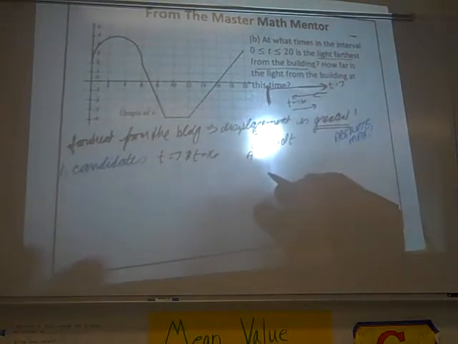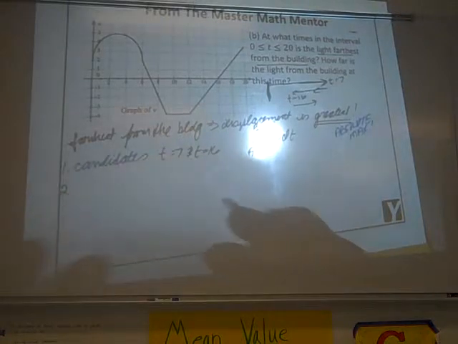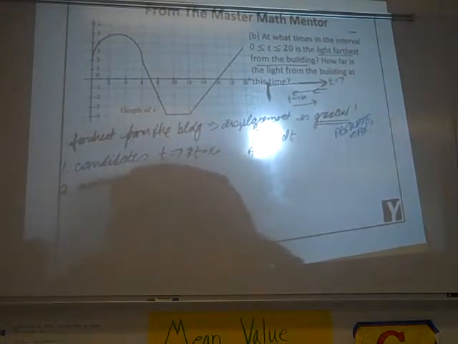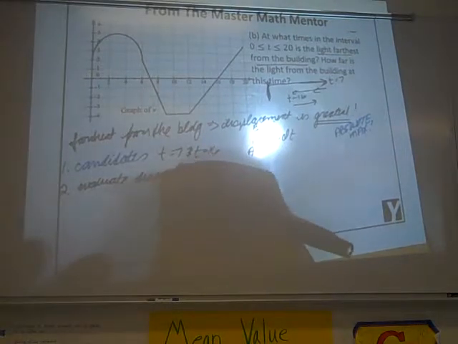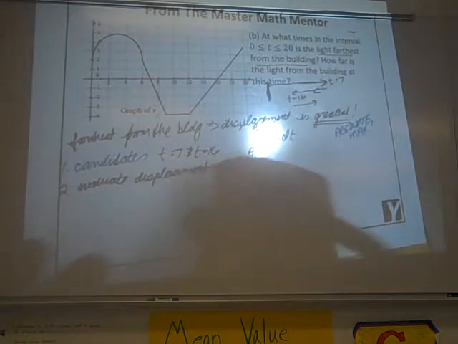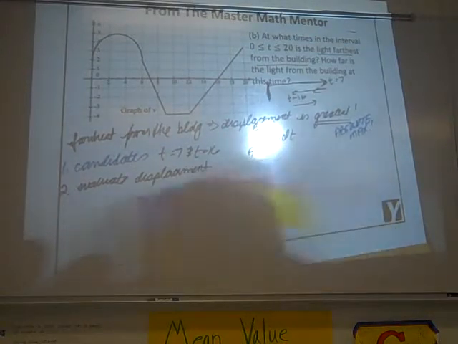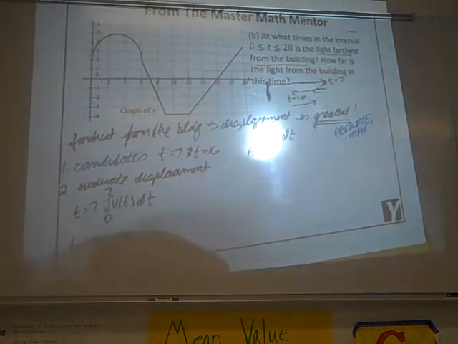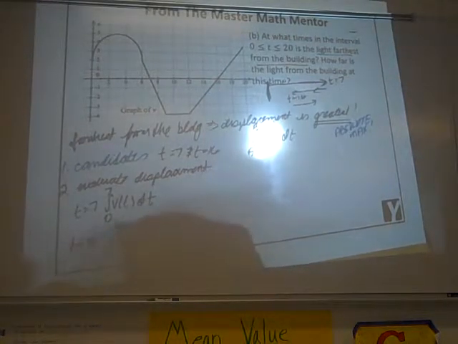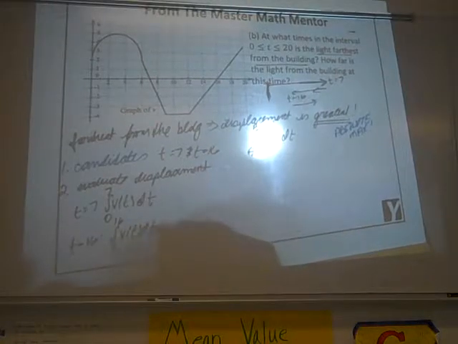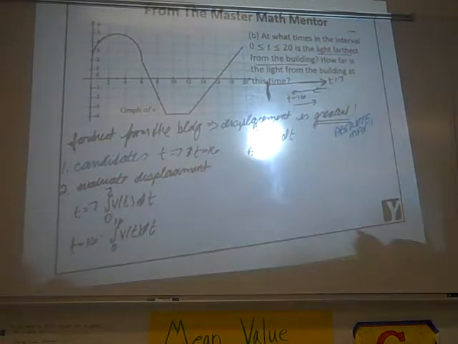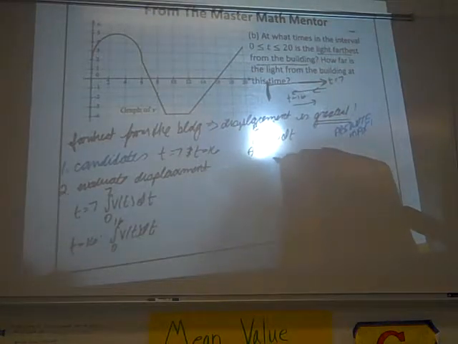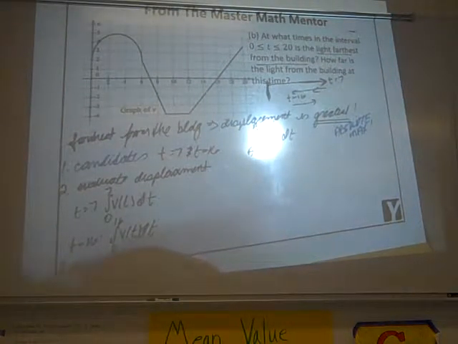Those are my candidates. Next, I need to evaluate the displacement at t equals 7 and t equals 16. So in order to find the displacement, I'm going to find the integral from 0 to 7, v of t dt. That'll be the displacement at 7. I need to evaluate the displacement at 16, so we're going to do an integral from 0 to 16, v of t dt. We're going to get answers for those. After we've evaluated the displacement, after that we need to evaluate the endpoints.